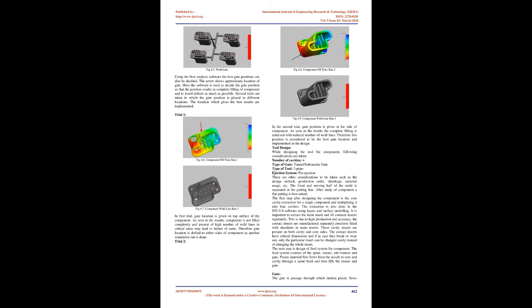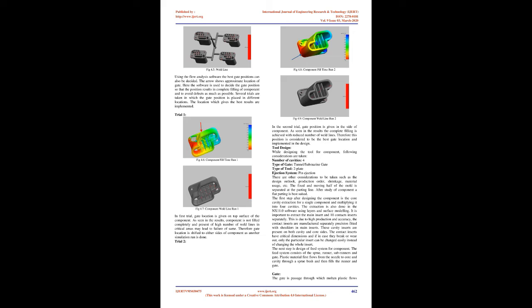In first trial, gate location is given on top surface of the component. As seen in the results, component is not filled completely and presence of high number of weld lines in critical areas may lead to failure of same. Therefore gate location is shifted to either sides of component as another simulation run is done.